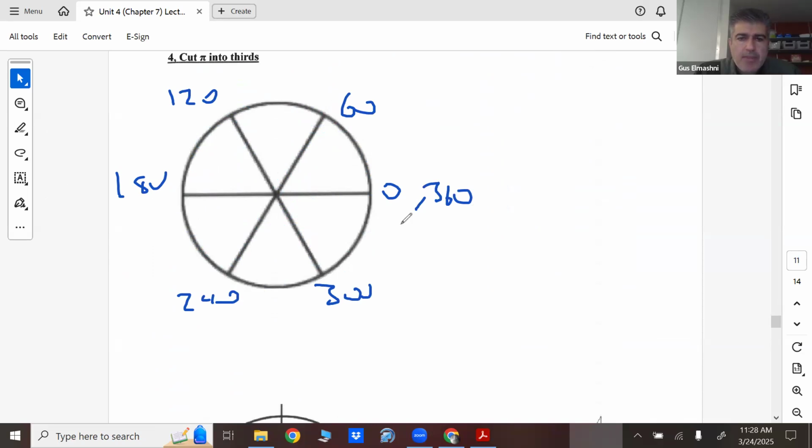I'll switch colors for radians. So 0 and 2 pi, that's pi. So we expect this to be pi over 3, 2 pi over 3, 4 pi over 3, and of course 5 pi over 3. Hope that makes sense for that one.